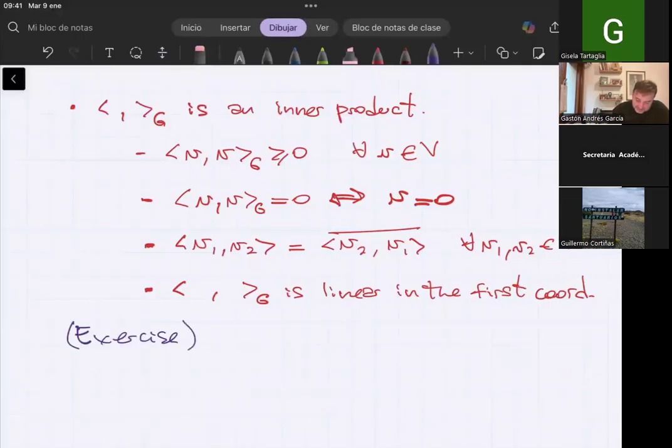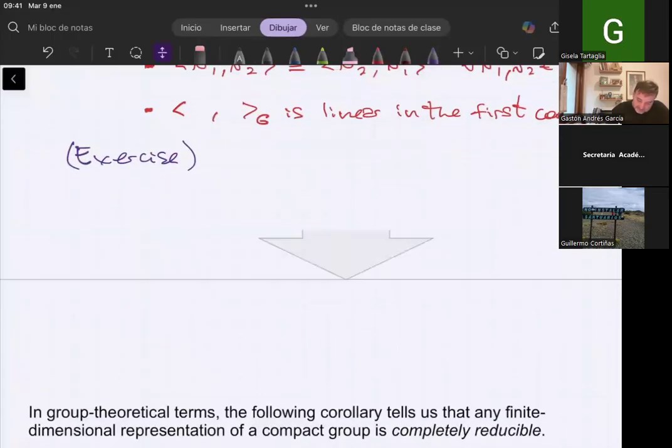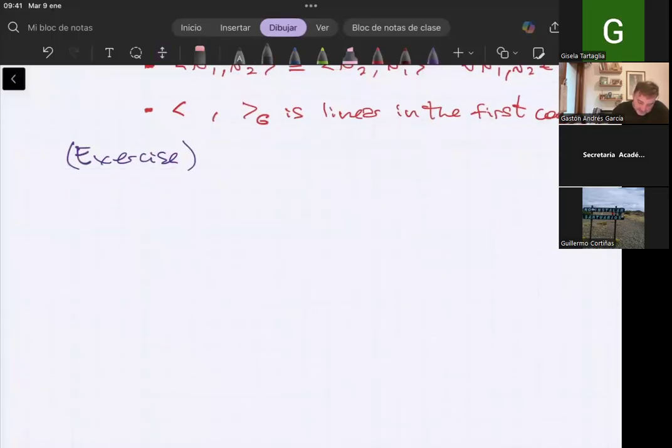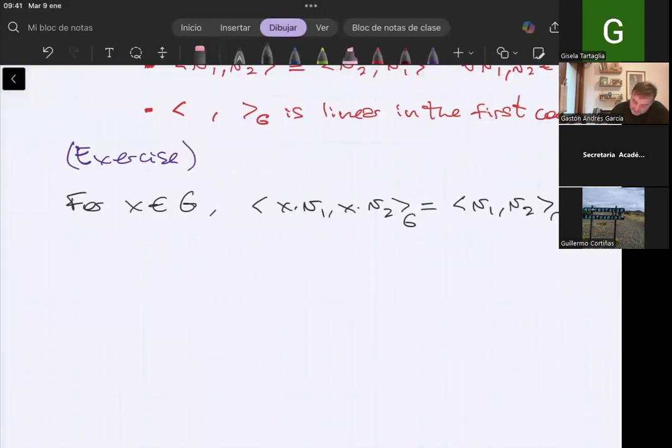actually this gives us a unitary. So the action of the group is unitary. So let's take an element x in G, and let's see that actually the action of x on V1 and V2 and taking the inner product is the same as having V1 and V2 with this new inner product. So let's do that. Maybe I'm not writing x because I'm using x in the integral. Let's write y.